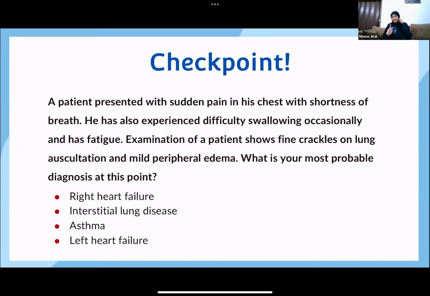Okay, so last question. A patient presented with sudden pain in his chest and shortness of breath. He experienced difficulty swallowing, shortness of breath again, and then examination of the patient shows fine crackles on lung auscultation and mild peripheral edema. What is your most probable diagnosis at this point? Is it right heart failure, interstitial lung disease, asthma, or left heart failure?